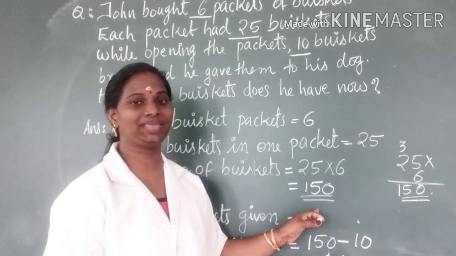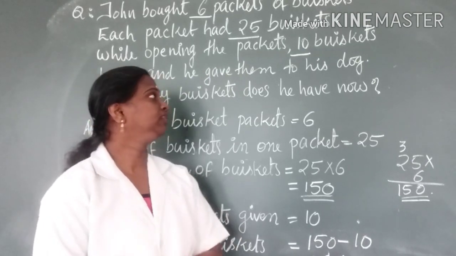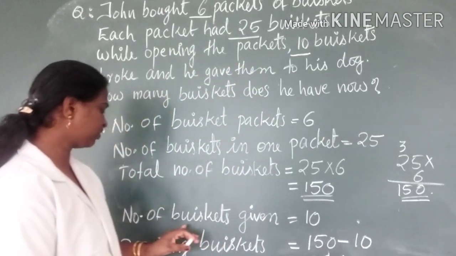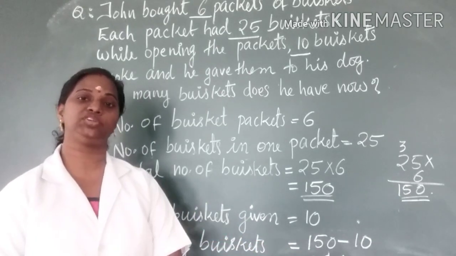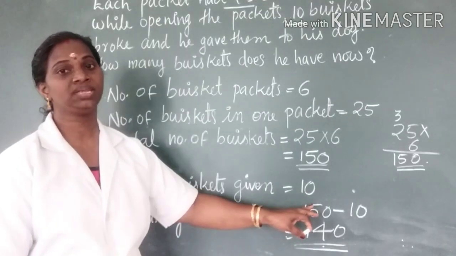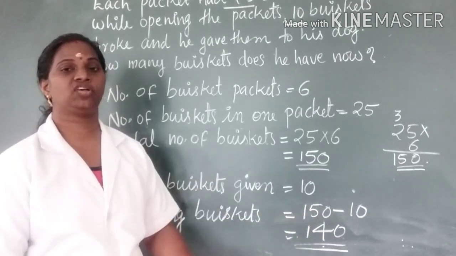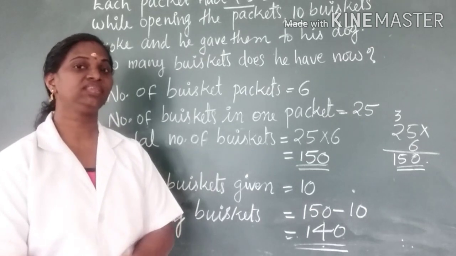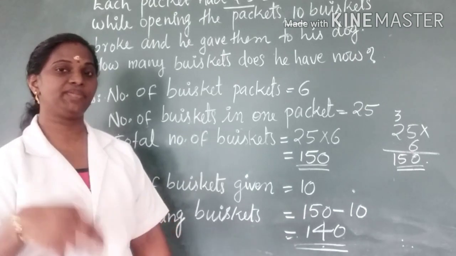150. Then what will be the next statement? Is the question over? No. See here, 10 biscuits broken and given to his dog. So we can write the next statement as number of biscuits given to his dog. Number of biscuits given is equal to 10. So we need to find out how many biscuits he has now. That is the remaining biscuits, how many biscuits are left.